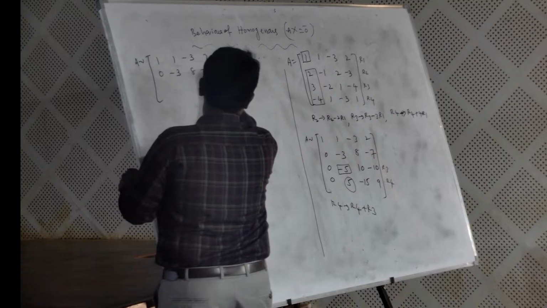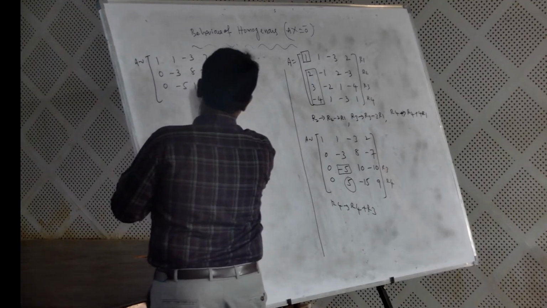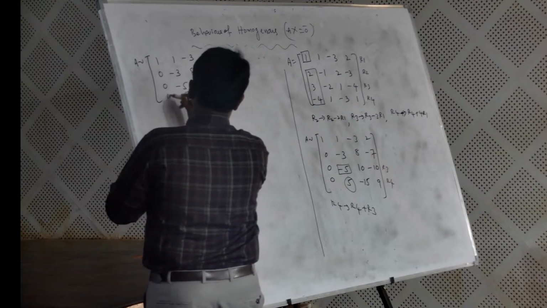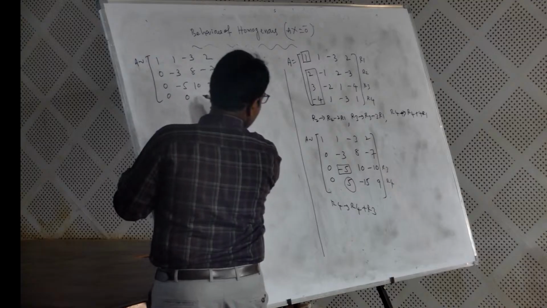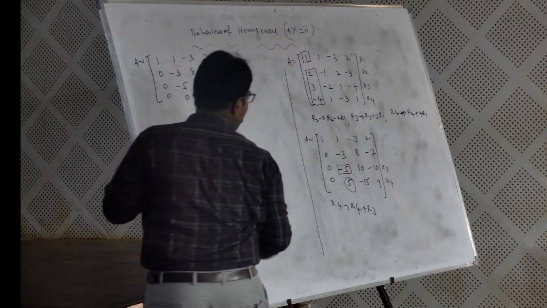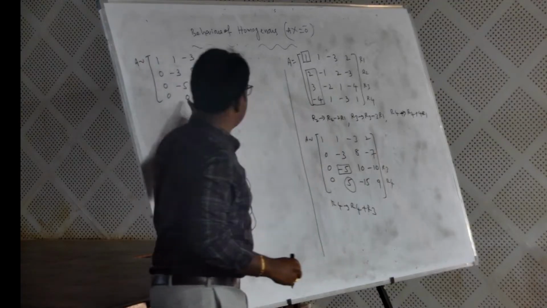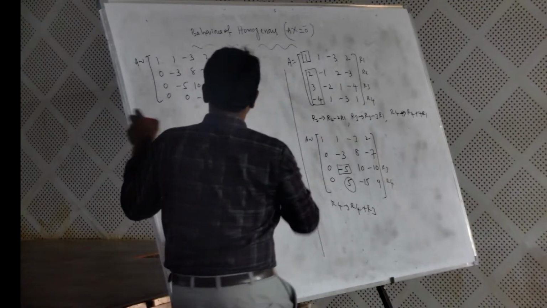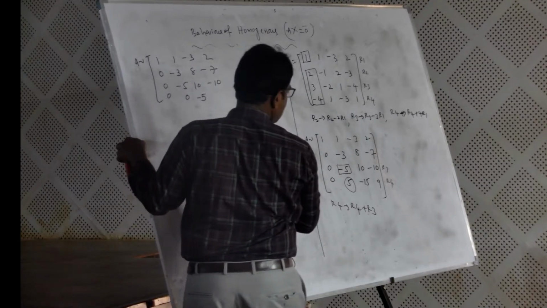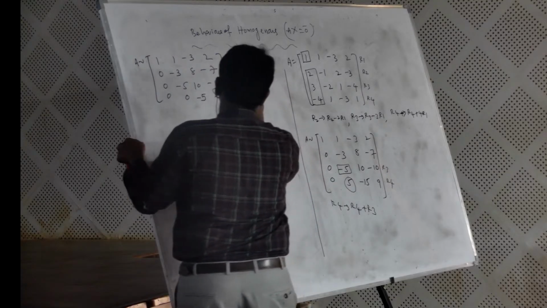A is equivalent to 1, 1, minus 3, 2; 0, minus 3, 8, minus 7; 0, 0, minus 5, 10 minus 15, minus 5; 0, 0, 0, minus 10 plus 9, minus 1.